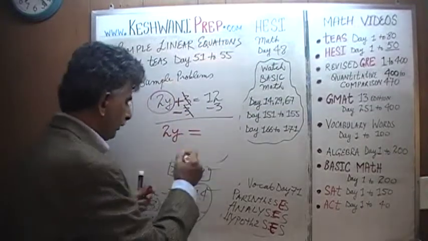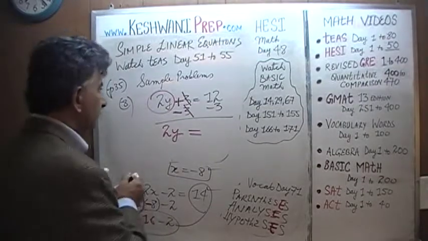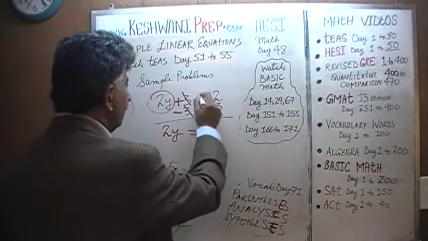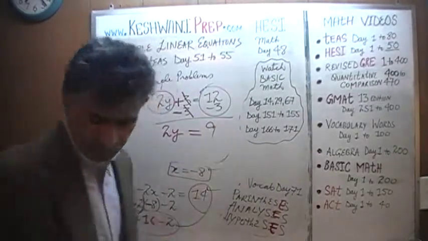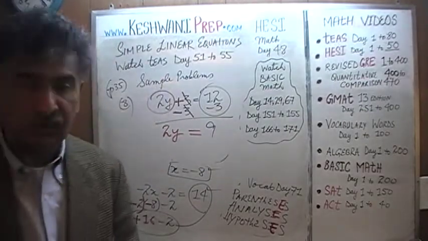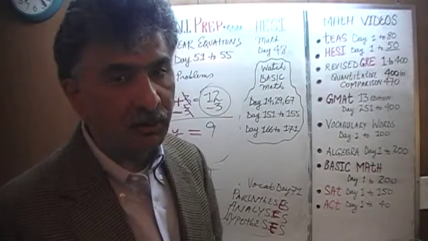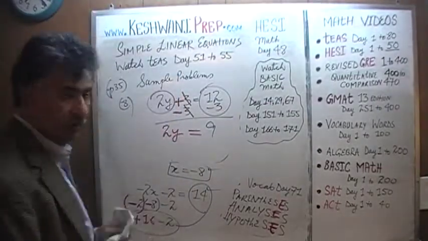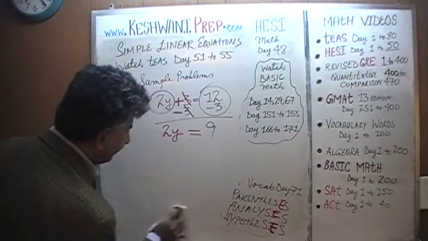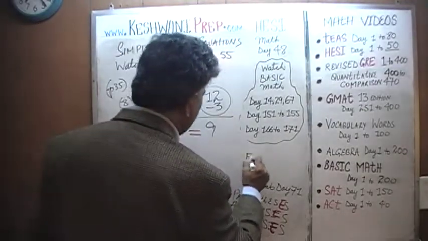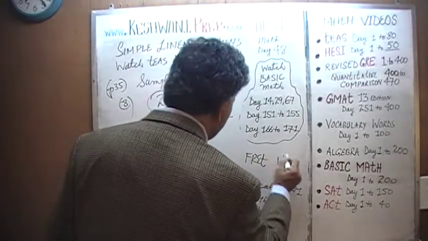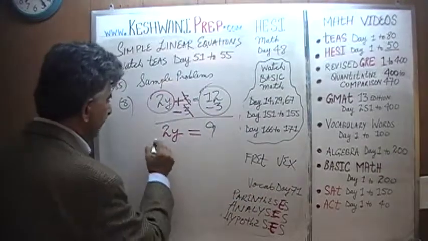2y must equal 12 minus 3, which is 9. Oh, 9. That's a weird number, because we're not going to get a whole number. We're not going to get an integer for the value of y. It's okay. No need to fret. No need to vex. Let's divide both sides by 2.